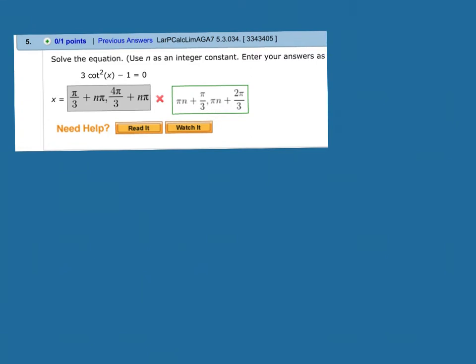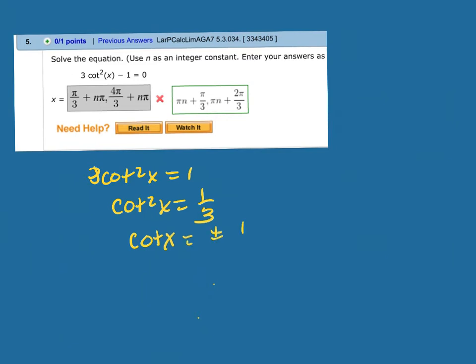5, this was yours, right? Yeah. So 3 cotangent squared minus 1, it would be 3 cotangent squared x equals 1, cotangent squared x equals 1/3, square root, 1 over root 3, flip it, plus and minus root 3 over 1. Did it give you the interval? No, it didn't give you the interval.